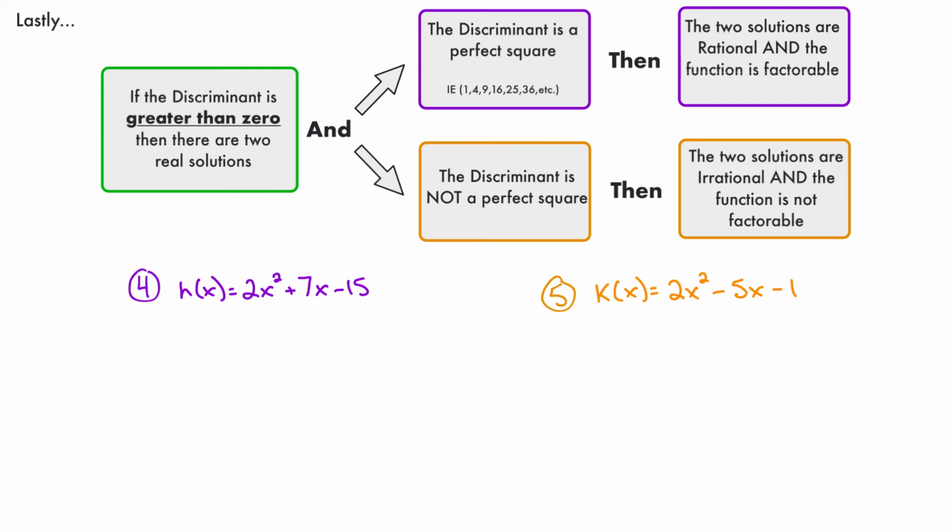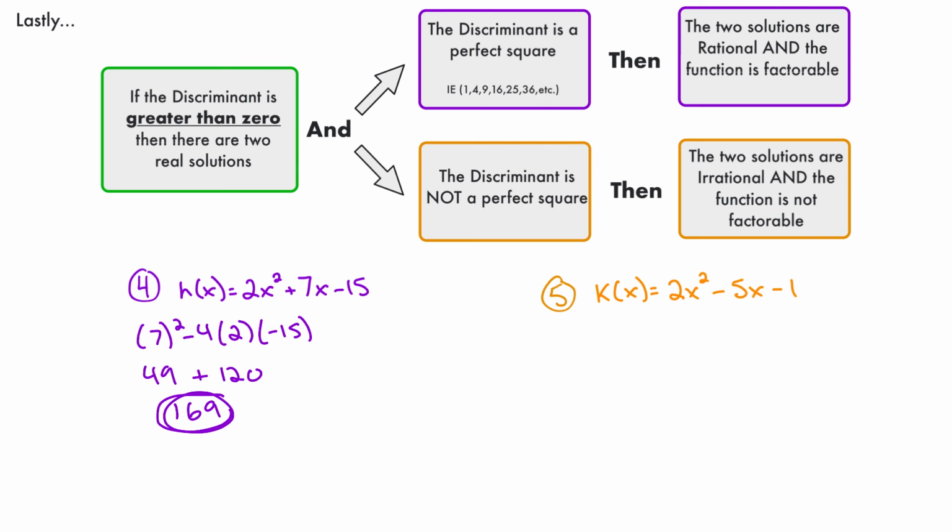First one, realize h of x is just a fancy way of writing the letter y. The discriminant would be the b value, which is 7, squared minus 4 times the a value times the c value. 7 squared is 49. Negative 4 times negative 15 is positive 60. 60 times 2 is 120. 49 and 120 make 169. This is the discriminant. It's positive, so there's going to be 2 answers.